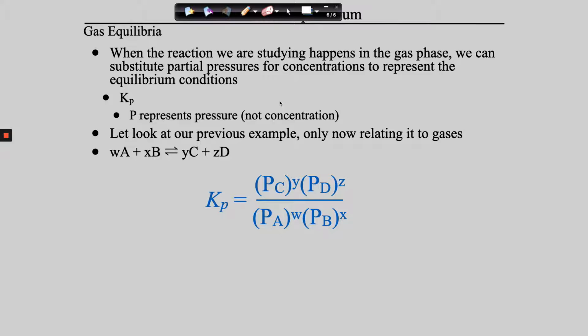So those are the two equilibrium expressions that we're going to talk about in this chapter. And then when we get into 16, it just blows up, and we've got Ka's and Kw's and Kb's and Ksp's, and it just goes crazy.